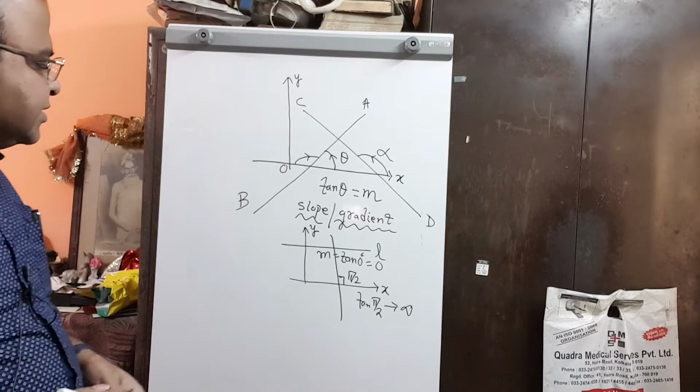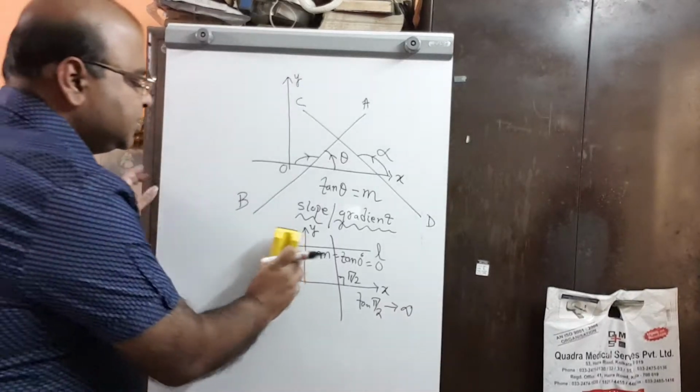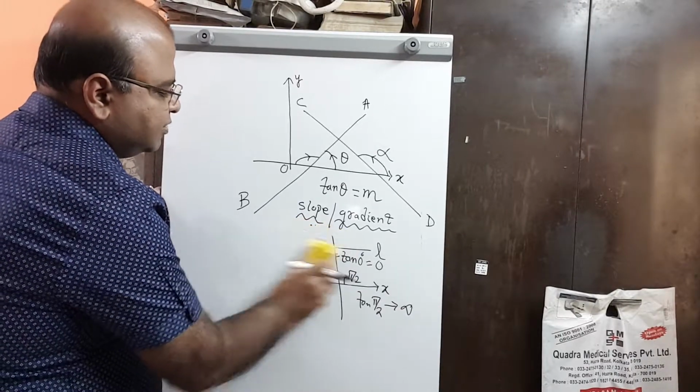Let us consider another example. Say we consider a line. Let us now consider the bisector of the first quadrant.